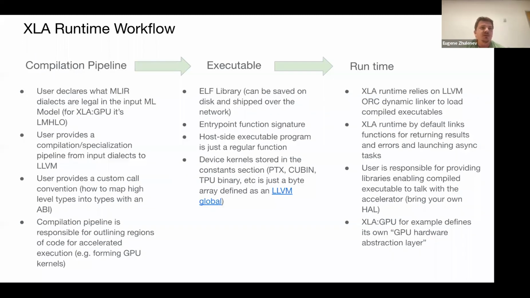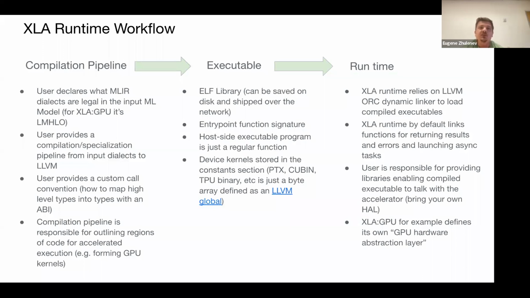So the workflow looks something like this. You have your input MLIR dialects, StableHLO. For in the future, right now, for GPU, we rely on LMHLO and LMHLO GPU. So the client of the runtime defines the compilation pipeline that takes some high-level MLIR dialect or combination of dialects, and eventually it should produce an LLVM IR dialect in MLIR. So we can feed this IR to the LLVM compiler.